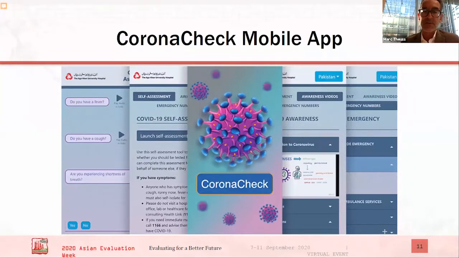So this is the Corona Check mobile app. The Corona Check mobile app was devised to support the government's effort at curbing the spread of the virus. The AKDN developed and launched Corona Check, a mobile application that allows users to conveniently and safely conduct self-assessments at home and increase their awareness regarding COVID-19.